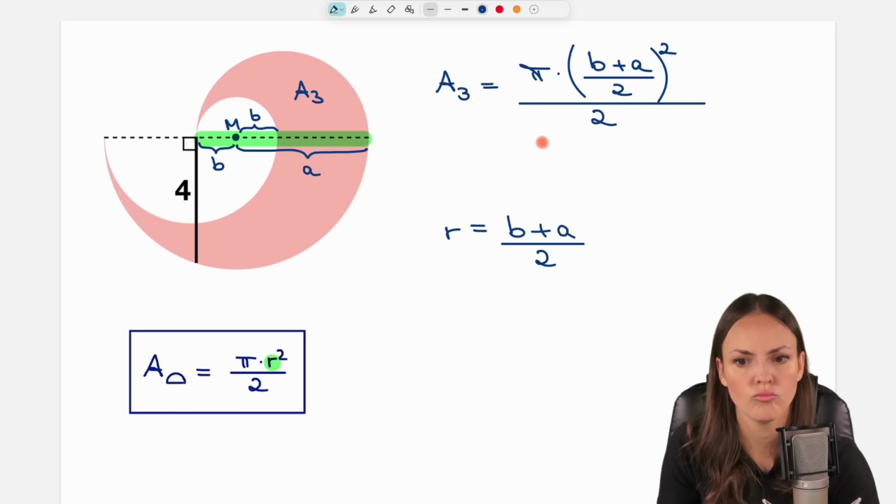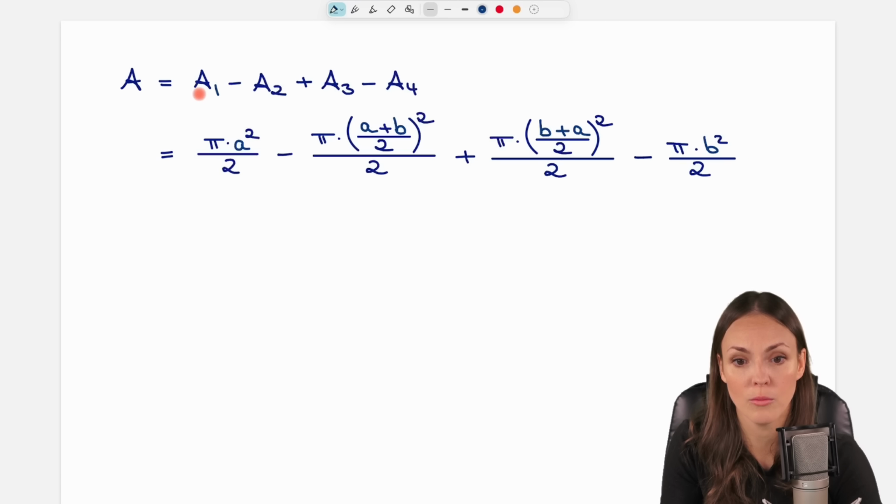We go back to our plan we had for our A. I inserted all the formulas we've just found already here for A1 to A4. And now let's simplify this a little bit. We have pi times A squared over 2 here. Okay, we cannot do anything here. But what about these two?